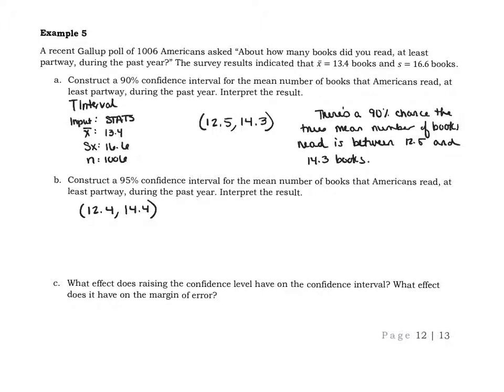The interpretation is exactly the same as part A, except we're going to change the 90% to 95%, and we're going to be between 12.4 and 14.4 books. Everything else again stays the same.